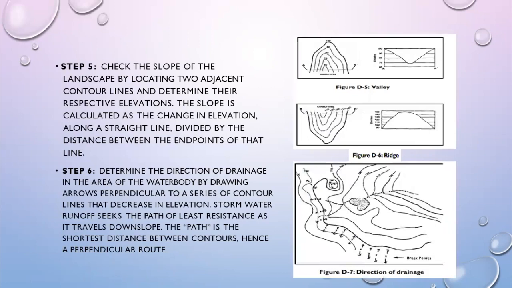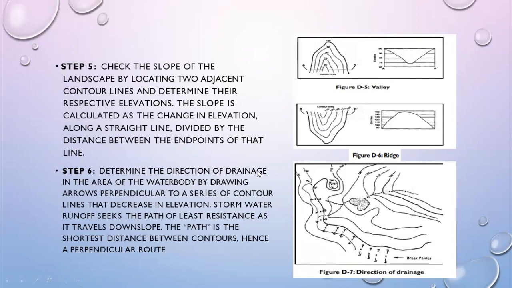So next is check the slope of the landscape by locating two adjacent contour lines and determine their respective elevations. The slope is calculated as the change in elevation along a straight line divided by the distance between the endpoints of that line. So here's the example.